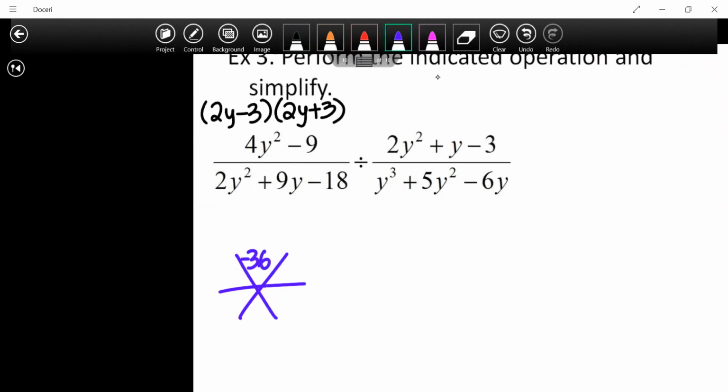We have negative 36 and 9. We have 2y on top, 2y here. What two numbers give us negative 36 but add up to 9? 12 and negative 3. The first one down here, 2y minus 3, is going to be a good one. That one doesn't change. The one to the left reduces down to y over 6, so it'll be y plus 6.